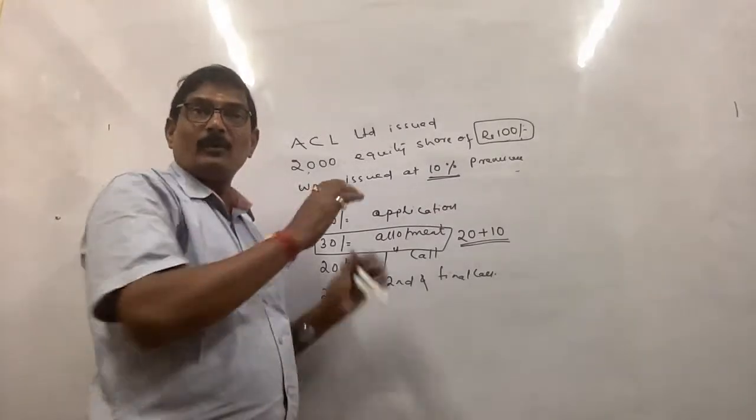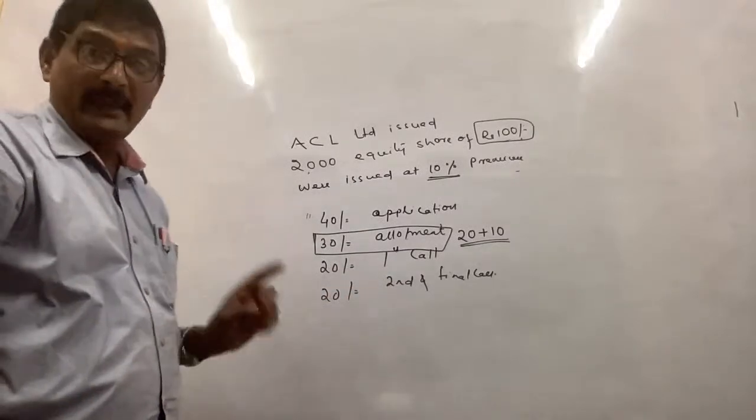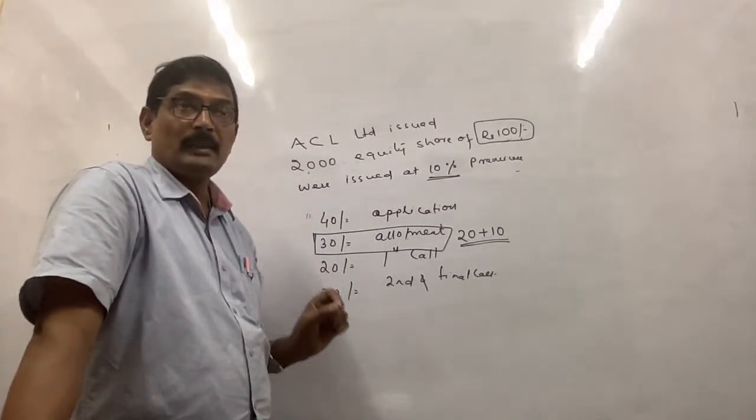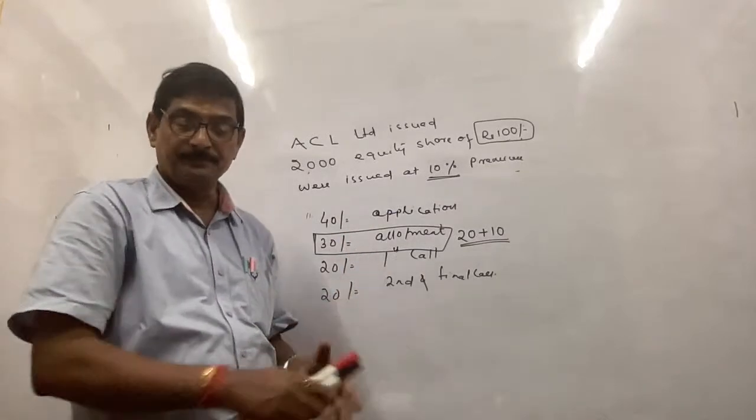All these, whatever we have discussed till now, it is when the shares are issued at par and premium and there is no under subscription or over subscription, right?